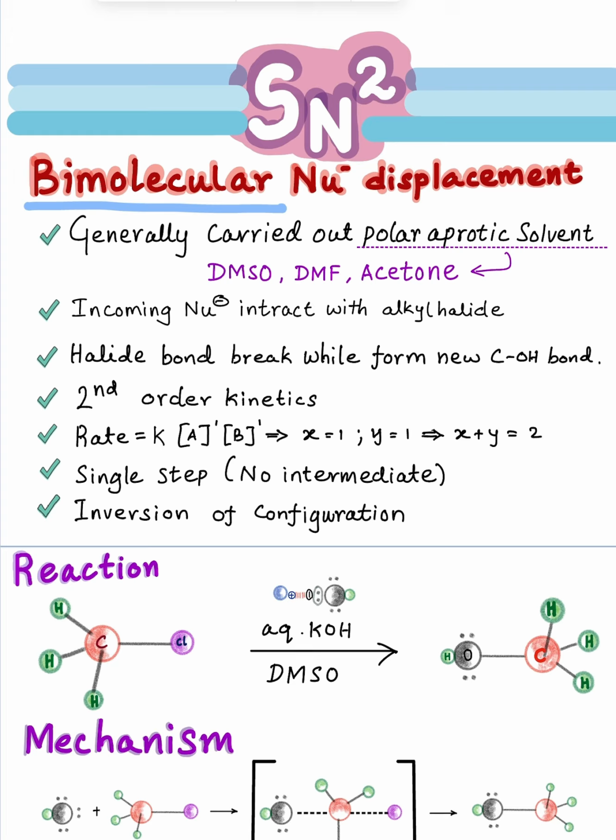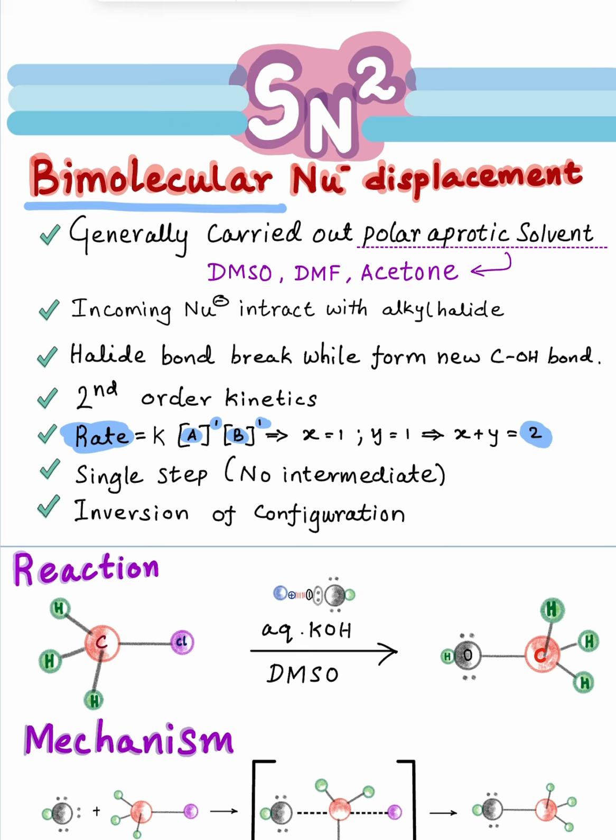According to chemical kinetics, the rate of the reaction depends upon the concentration of the reactants. In this reaction, it depends on the concentration of the alkyl halide as well as the alcoholic base. So the rate of the SN2 reaction depends on the concentration of A, which is the alkyl halide, with experimental order 1, and B, which is the alcoholic base, again with order 1. So 1 plus 1 gives the number 2. This is called a bimolecular reaction.